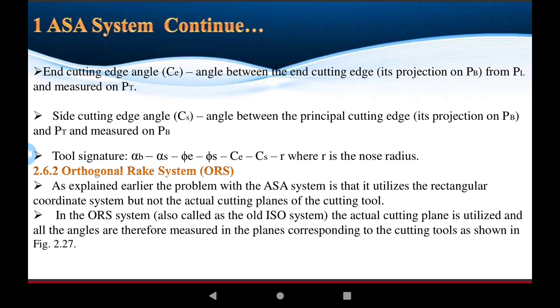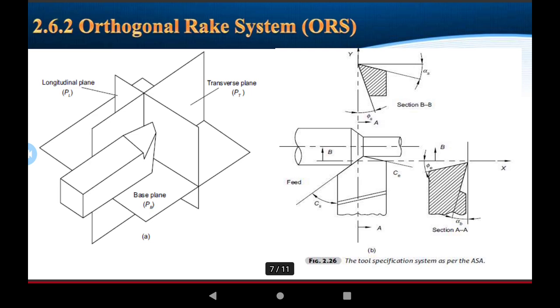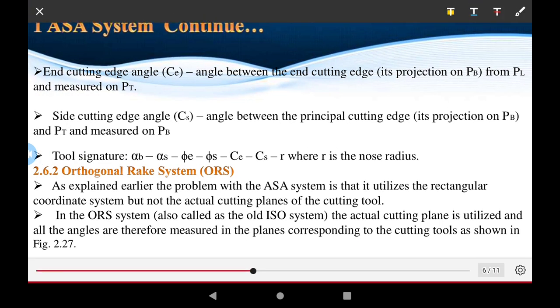The American Standard Association system continues with the cutting edge angles. The end cutting edge angle is CE, the angle between the end cutting edge and the projection of the base plane PB, measured from the longitudinal plane. The side cutting edge angle is CS, the angle between the principal cutting edge and the projection of the base plane, and PT is the transverse plane, measured from the base plane.